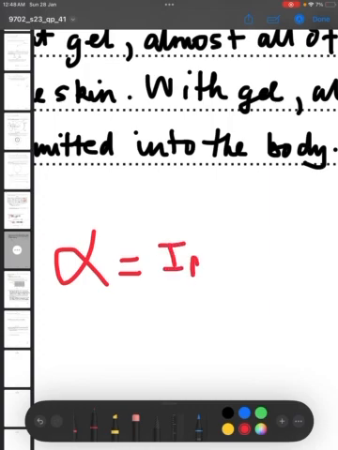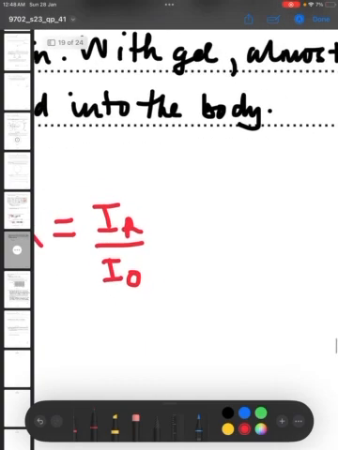The reflected intensity over incident intensity. Now, here's the thing. The incident intensity, we can assume that it's 100% because that's the intensity of the wave as it arrives on a boundary between two media. So, for example, the boundary between air and the tissue. So that's I naught. IR is the fraction or the part of that intensity that is reflected. So it is apparent that IR can never be greater than I naught because IR is simply a part of I naught.